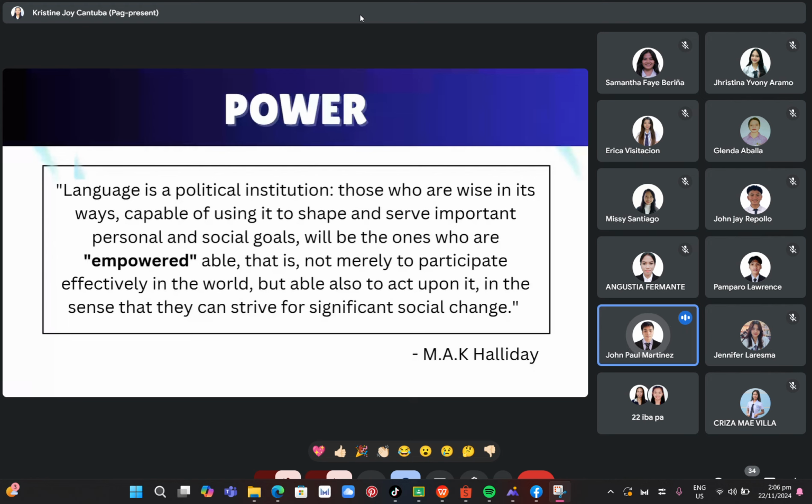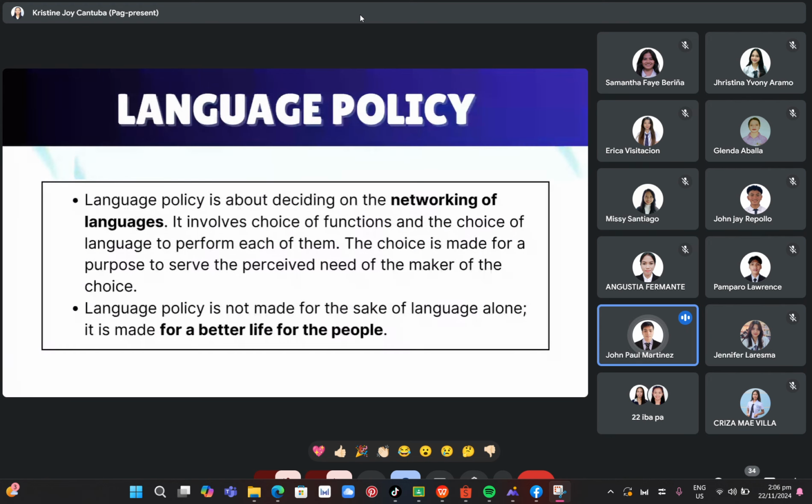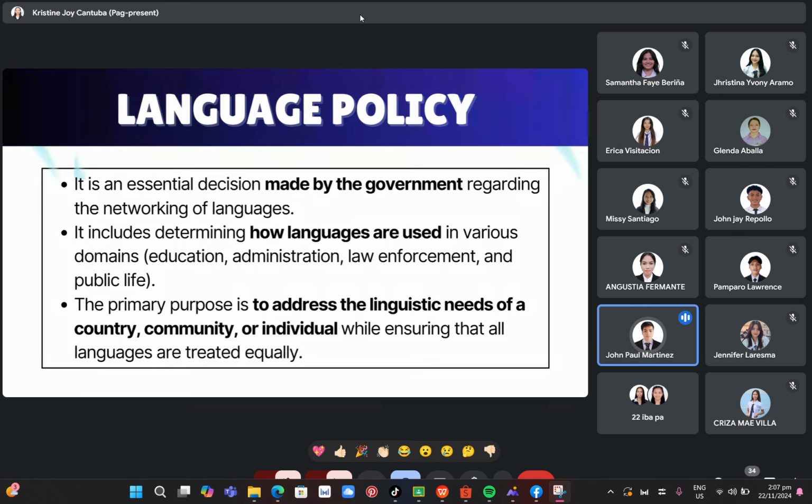Language policy is about deciding on the networking of languages, where it enables members who work in a particular language combination to network with each other, sharing information in a supportive and collaborative environment. And it is a decision made by the government that includes determining how languages are used and addressing the linguistic needs of a country, community, or individual.